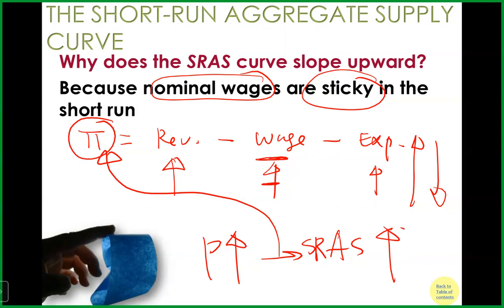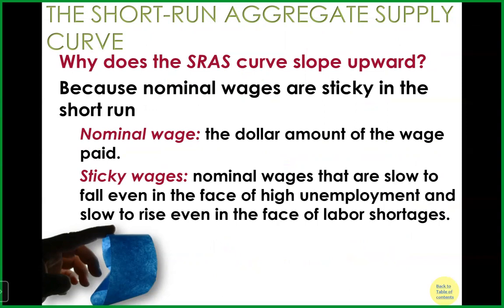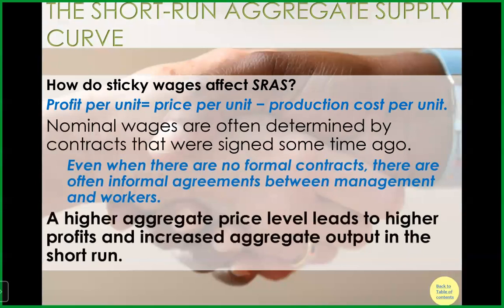So now we can just look at those definitions, to kind of finish our discussion of this topic. Nominal wage is the dollar amount of the wage paid, right? Sticky wage just says the nominal wage is slow to fall or to rise when prices change, right? So this is sticky wage. And then the answer here just replays what I just explained to you.